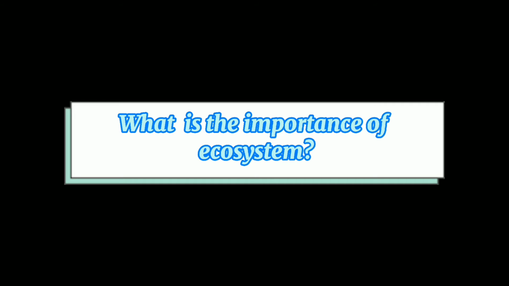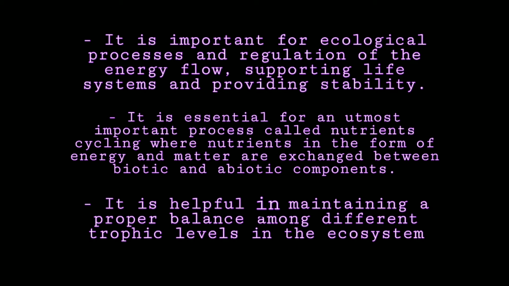What is the importance of ecosystem? It is important for ecological process and regulation of the energy flow, supporting life and system and providing stability. It is essential for an utmost important process called nutrient cycling, where nutrients in the form of energy and matter are exchanged between biotic and abiotic components.